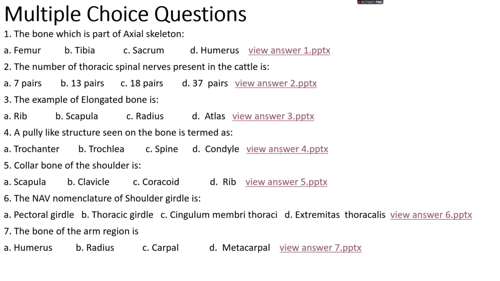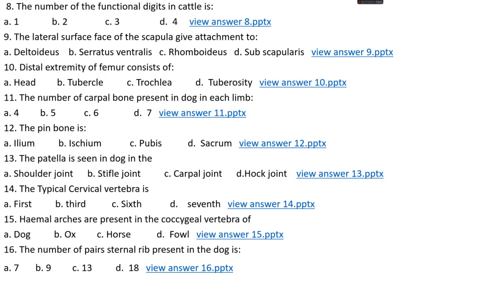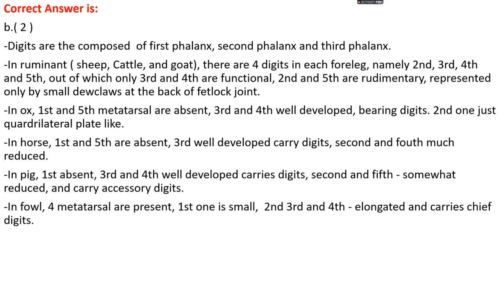Okay, question number 8. The number of functional digits in cattle is: option A, 1; option B, 2; option C, 3; option D, 4. The right answer is option B, that is 2. Okay, digits are mainly composed of the first phalanx, second phalanx, and third phalanx.